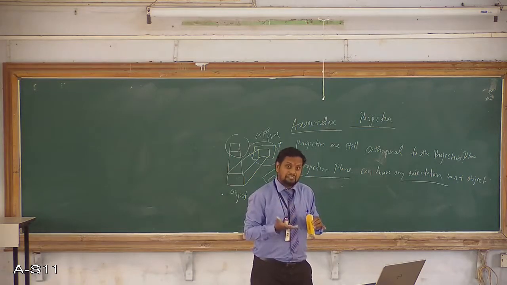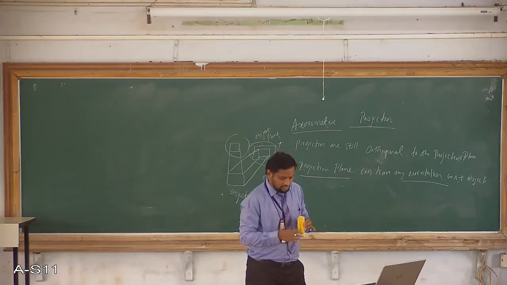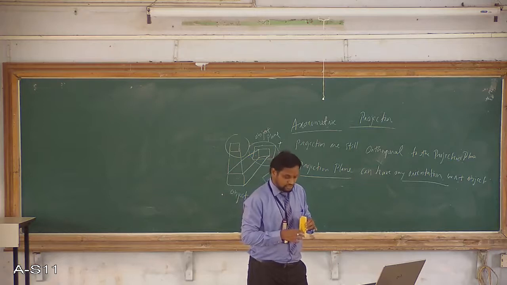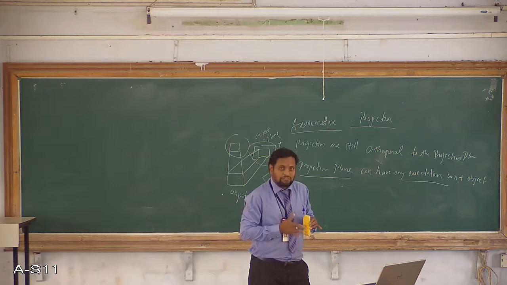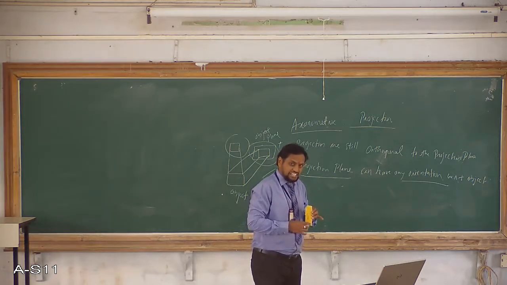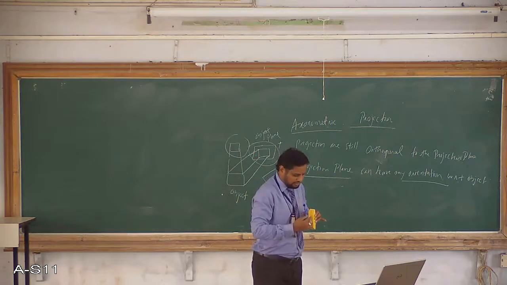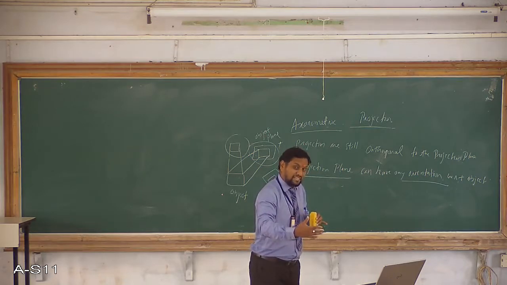Now multiple faces can be viewed on axonometric views. See here, I am just placing this object, and now even this portion could be visible and this portion could be visible. If this is the condition on the projection plane, it is going to capture this side as well as this side. So this you can say is a diametric view.